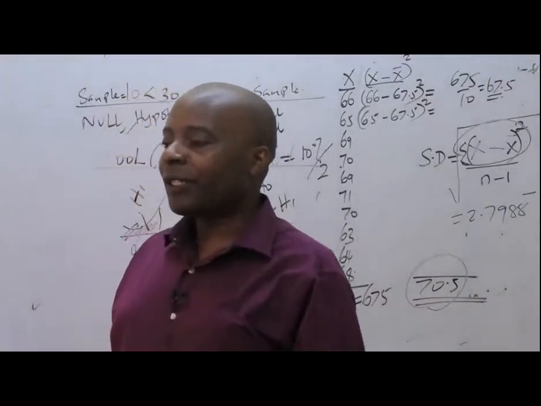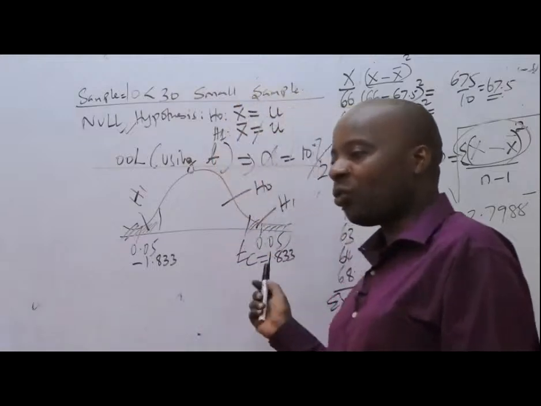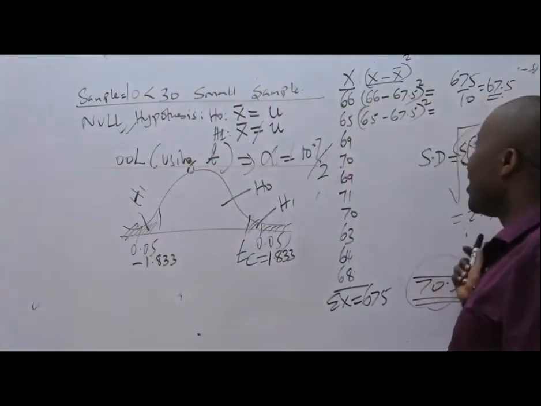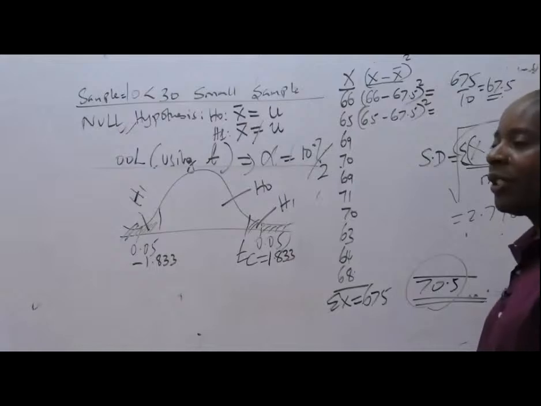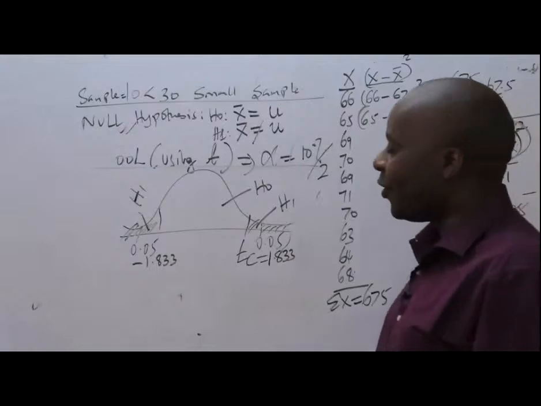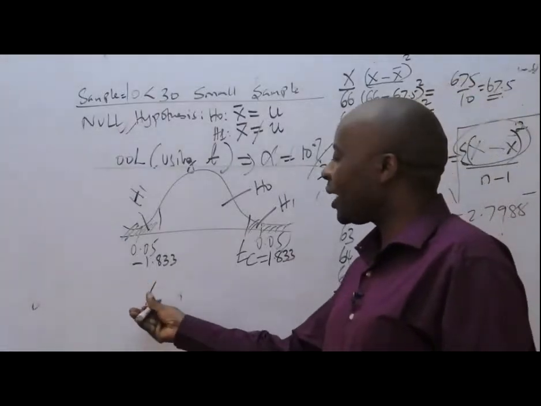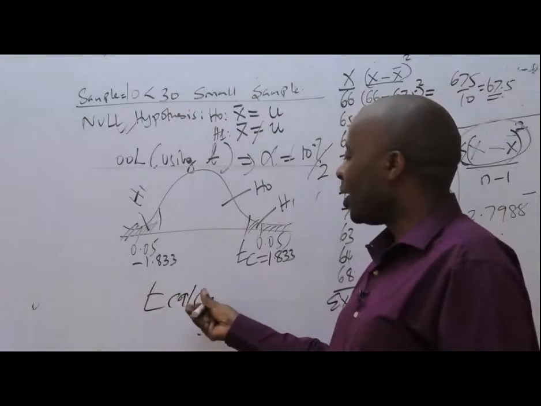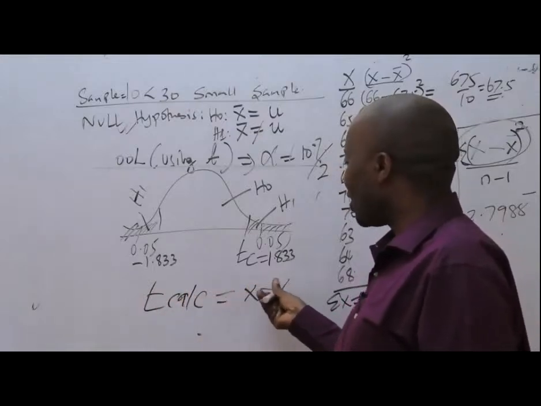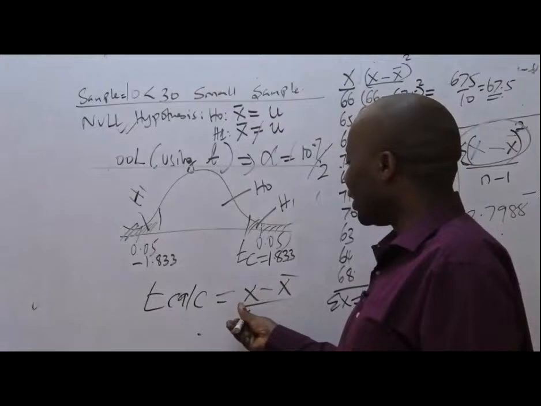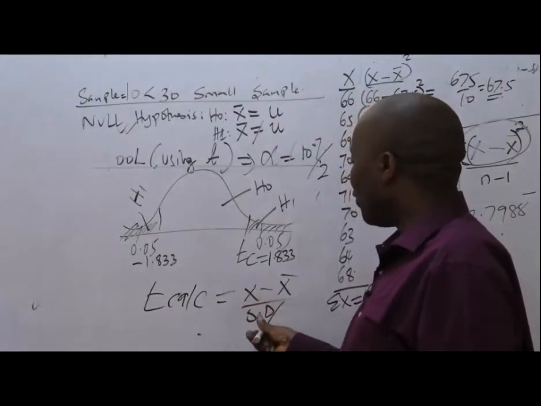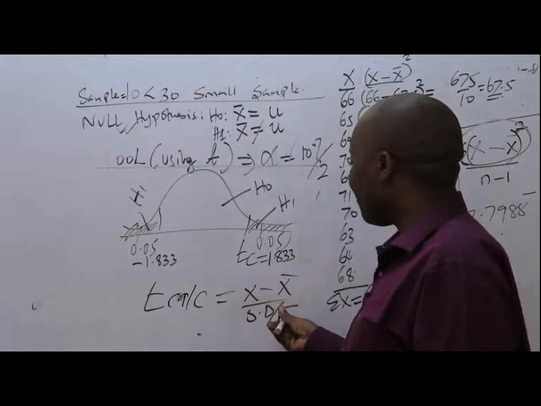So now I want to believe that each one of us has been able to get this 2.7988. Having gotten this, there is something that you haven't yet done. Remember, there is our formula of T calculated, which needs these figures. T calculated is X minus X bar all over standard deviation over root N.